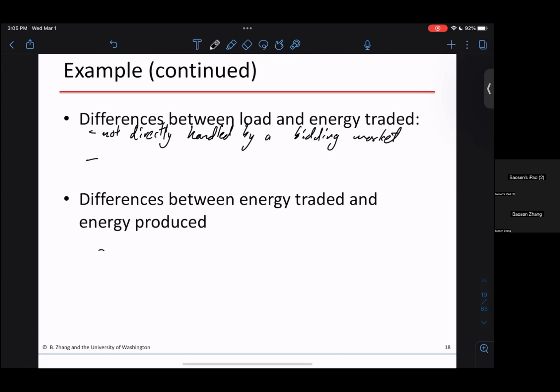Okay, so the difference between energy traded and the energy produced, right? So here, the difference between load and energy traded normally comes from the error in forecast. So we trade energy based on the forecast load. Forecast load is not the true load, so there'll be some error that needs to be handled. There is also a difference between the energy you traded, you said you were going to produce, versus the energy actually produced. What often happens is you will have finite ramp rates.